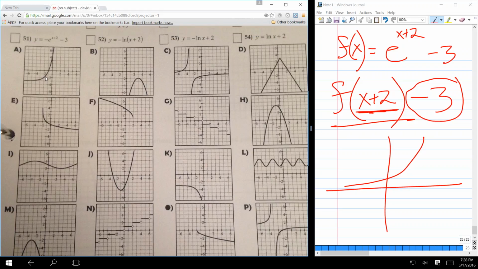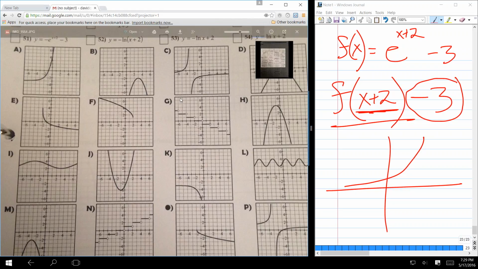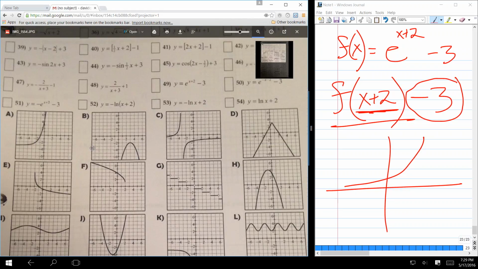Notice that I wouldn't really be able to tell by looking at this graph whether I was dealing with a shift. Yeah, I guess I would. You know that that's a shift left and down because the horizontal asymptote is now at -3. All right, we got through quite a few of those.